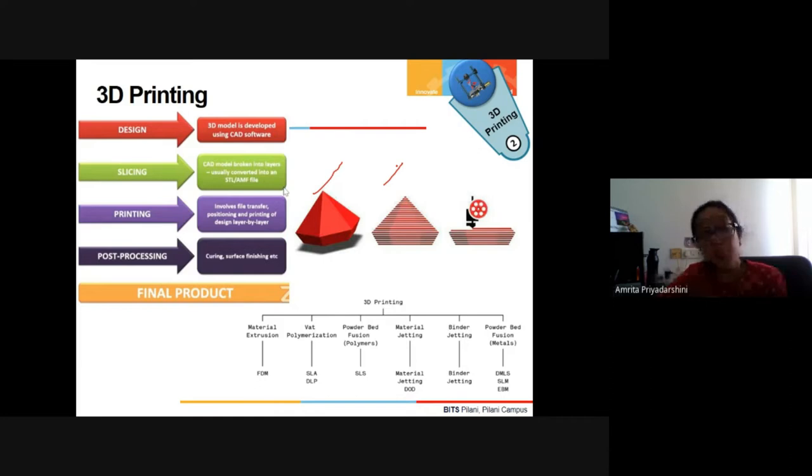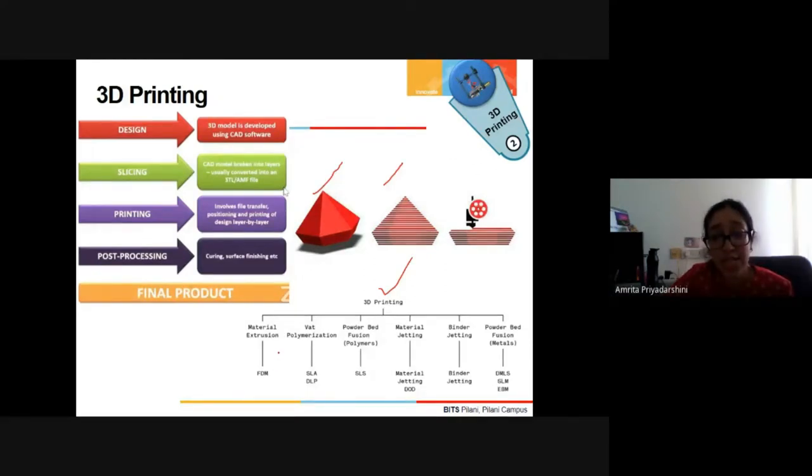Now, how you are depositing the material, based on that, we have different types of 3D printing machines, because we have to basically deposit material. What kind of material you are depositing, and what mechanism or technique you are using to deposit it, based on that we have different types of 3D printing machines.